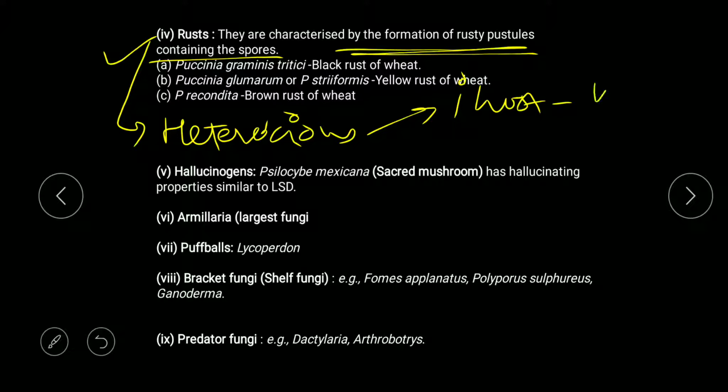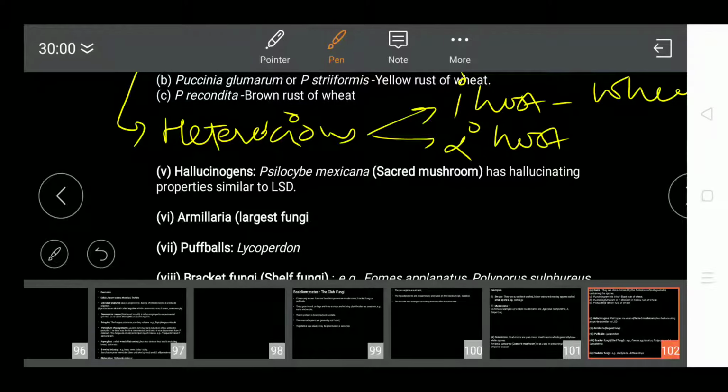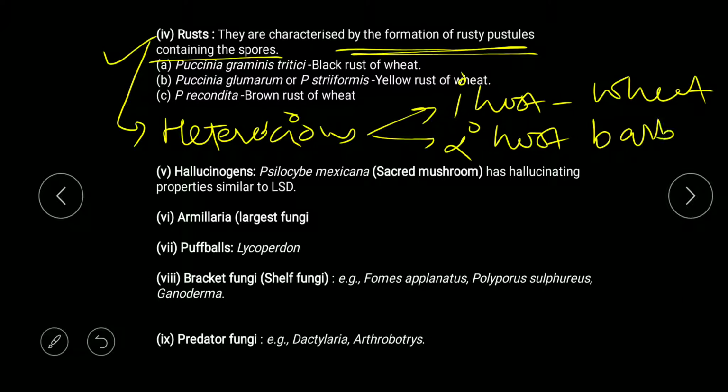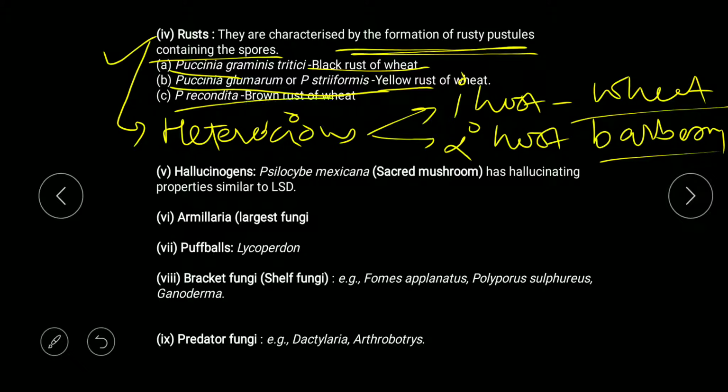Primary host is wheat and secondary host is barberry. So this is the thing which is found in the case of rust. Now you should remember the rust genus is Puccinia. Puccinia graminis tritici causes black rust. Puccinia striiformis forms a yellow rust, and Puccinia recondita forms a brown rust. Okay.